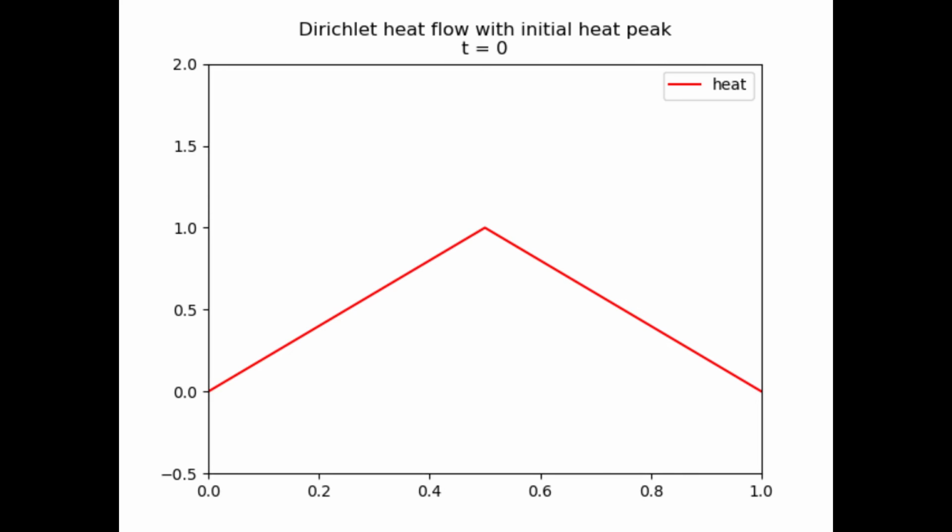The second example again takes place over the interval from 0 to 1, and this time we start with a piecewise linear initial heat distribution. It starts with 0, then rises up to 1 in the middle of the interval, and then it goes down again. It rises up linearly towards the middle of the interval, and then it decreases linearly to 0 again. And as we let the heat evolve again over time.